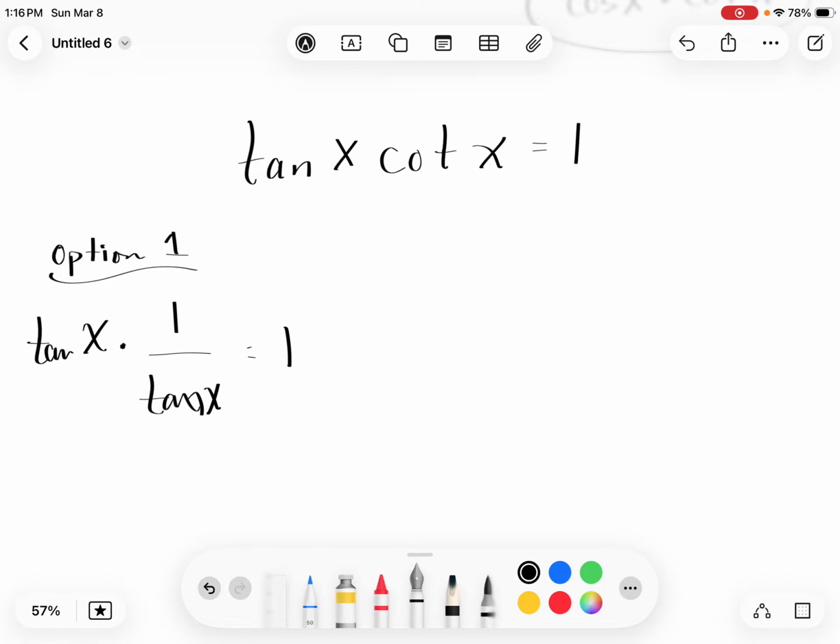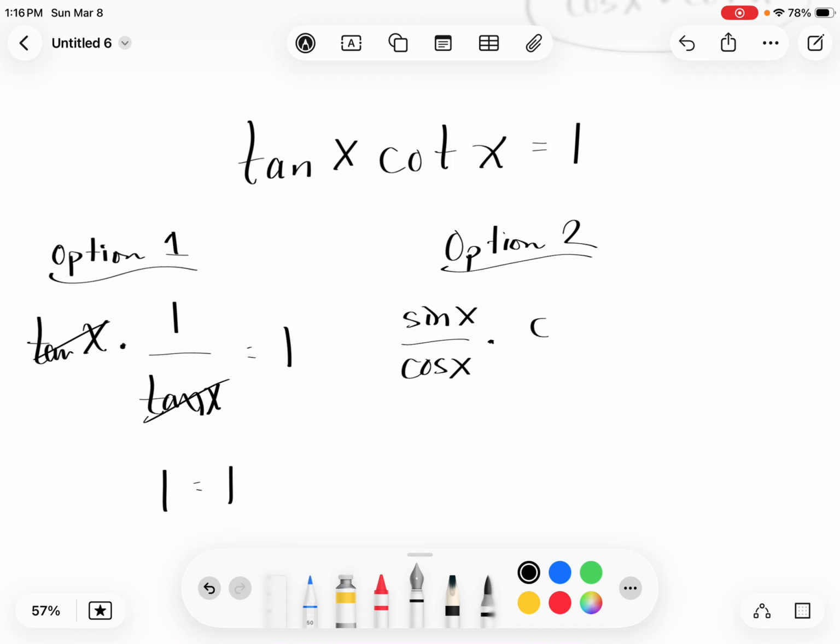Tangent of x equals 1, so that these cancel to get 1 equals 1. That's option 1. Option 2 is you could have gone that this is the sine of x over the cosine of x times the cosine over the sine, and then everything wipes out to give you 1 equals 1. So either way for 15 is a viable option, not a problem either way. Okay?